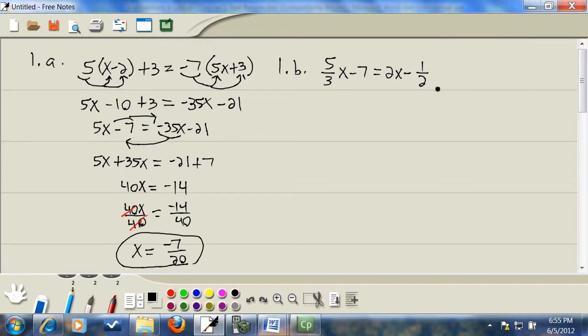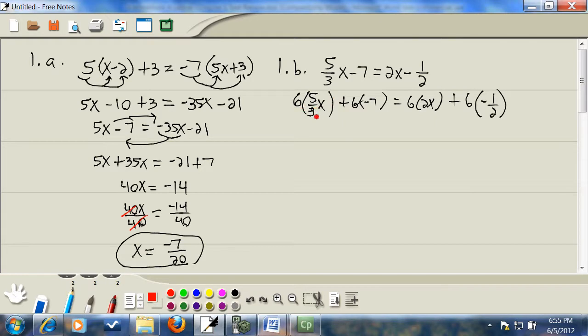We got two denominators, a 3 and a 2, and our LCM of those would be 6. So I'll multiply everything by 6. So I'll multiply the 5/3 x by it. I'll multiply the negative 7 by it. Multiply the 2x by it. And I'll multiply the negative 1/2 by it.